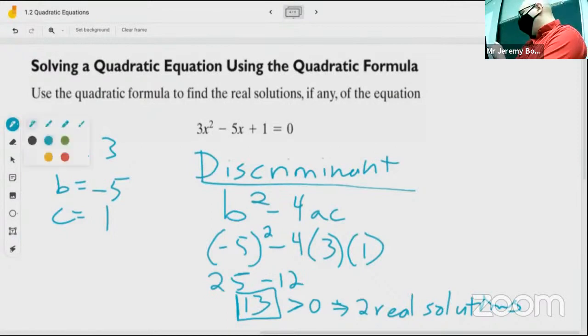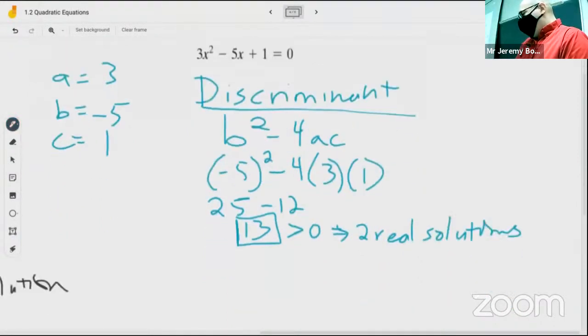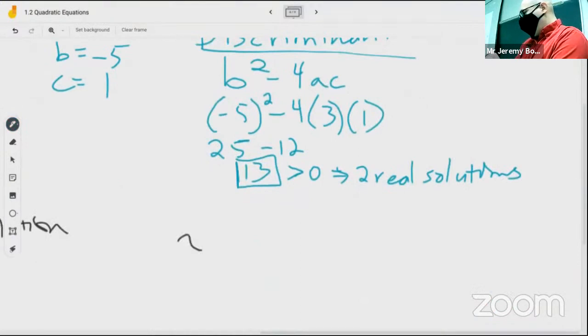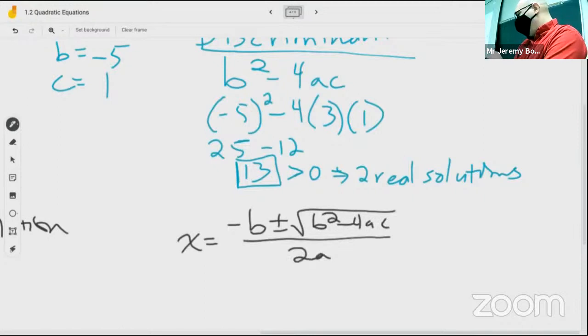All right, so let's actually solve this thing. So we know x is going to equal what? -b plus or minus the square root of b squared minus 4ac, all over 2a. Now, a common mistake people make is they don't put everything over 2a. That fraction bar goes all the way across. I see that all the time. I don't know why.